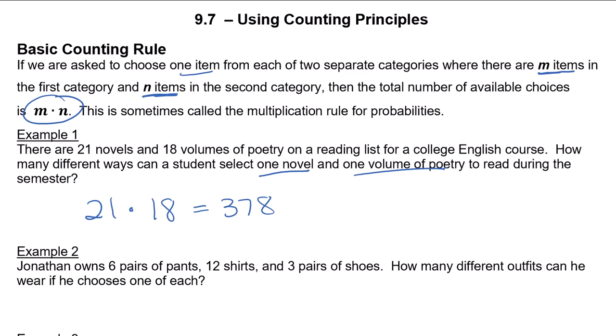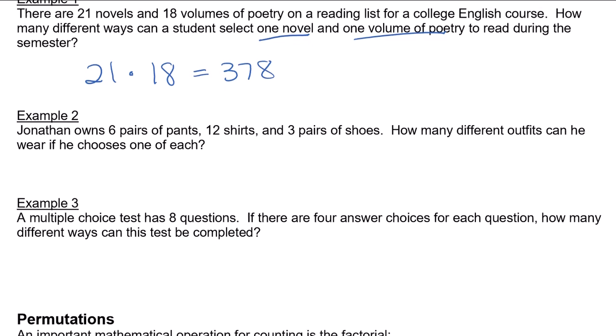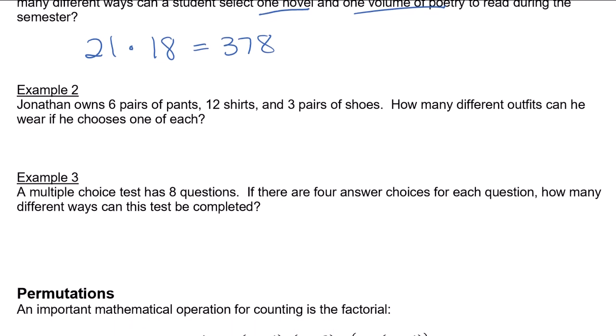All right, example 2. Jonathan owns 6 pairs of pants, 12 shirts, and 3 pairs of shoes. How many different outfits can he make if he chooses one of each? So he's going to choose 1 of 6 pants times 1 of 12 shirts times 1 of the 3 pairs of shoes. So the possible outfit combination is 216 outfits to choose from.